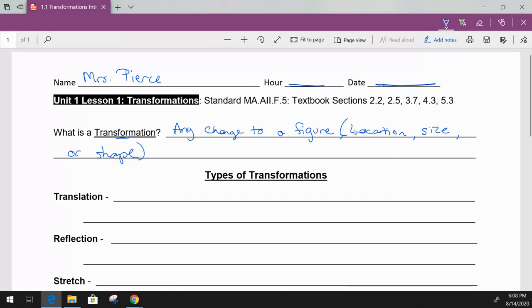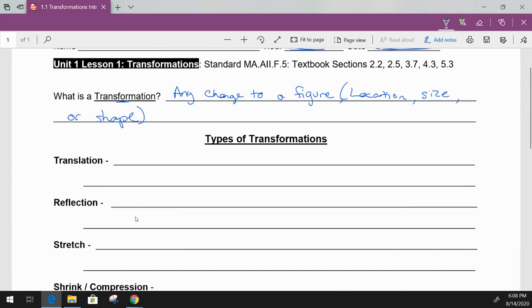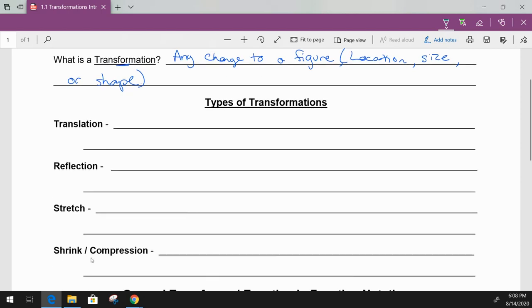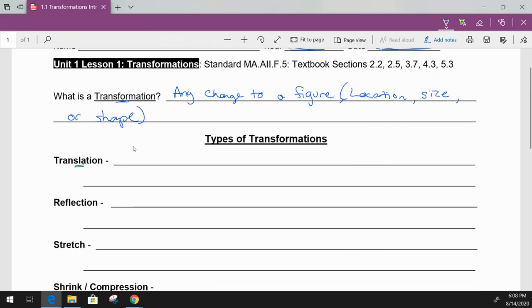shape. So there are a few different types of transformations. There are translations, reflections, stretches, and shrinks or compressions. So that we're going to focus on. So translation, you've probably heard of just called a shift or maybe a slide. And basically, it's moving the figure to the left or the right, up or down.